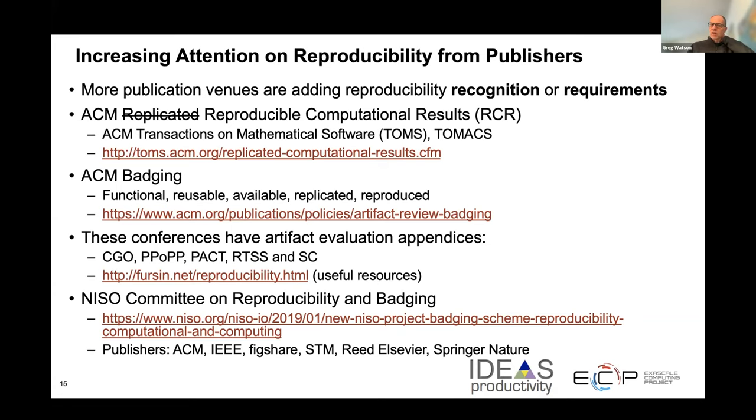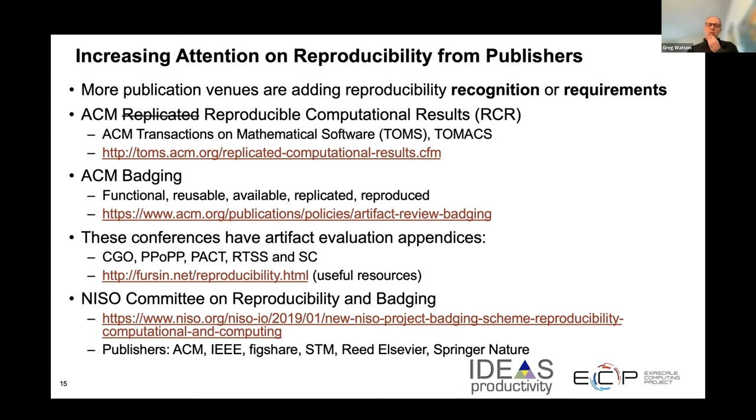ACM also have a badging scheme that provides badges for how functional, reusable, and available the artifacts are, and whether the data and the experiment can be replicated or reproduced. They have these different levels of badges that you can achieve depending on what you provide in addition to the paper. And there's a link to that. There's a bunch of other conferences that have also started doing this kind of thing, and another link there, that second link, is available. There's a bunch of useful resources if you want to take a look.